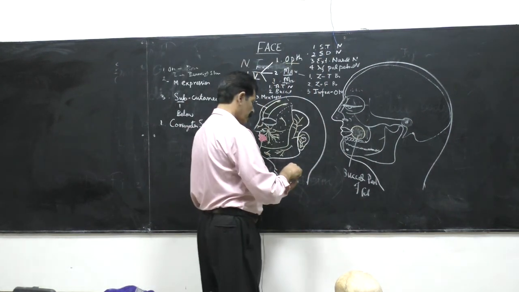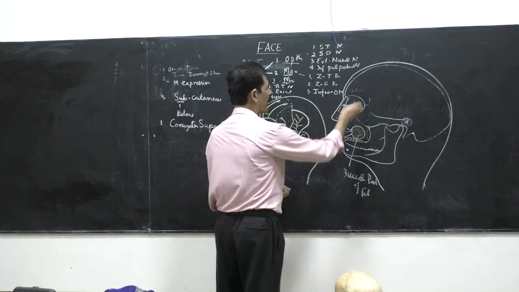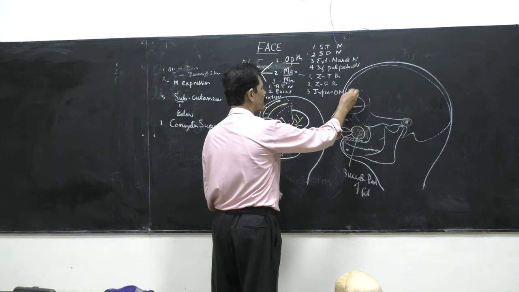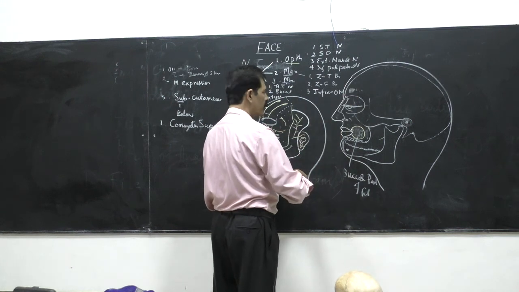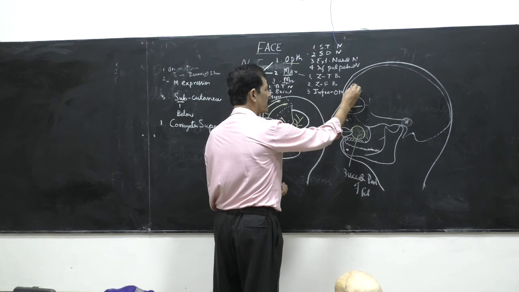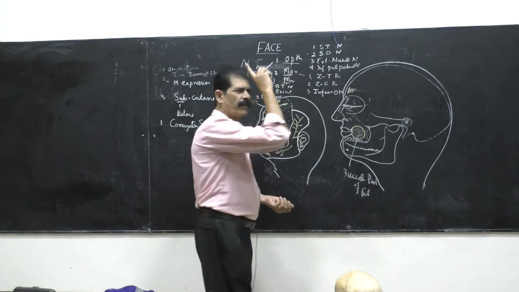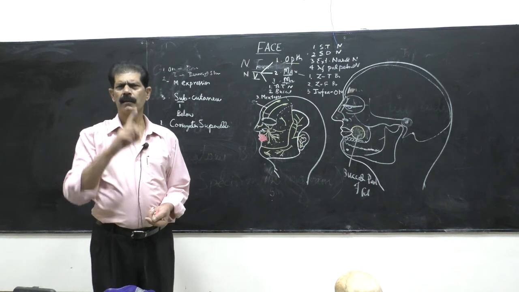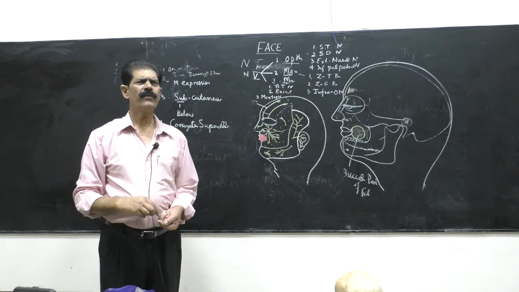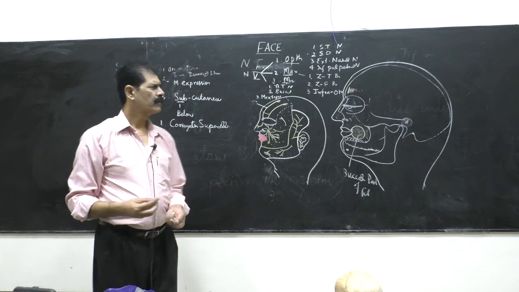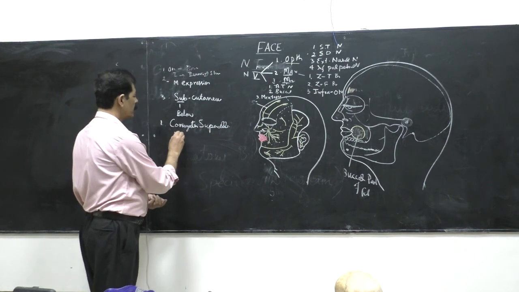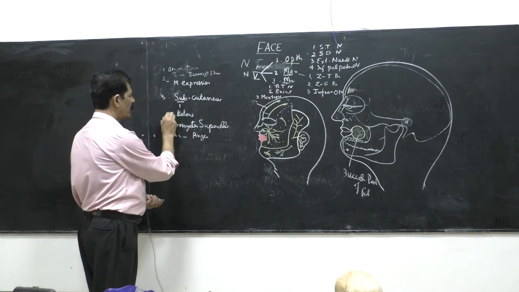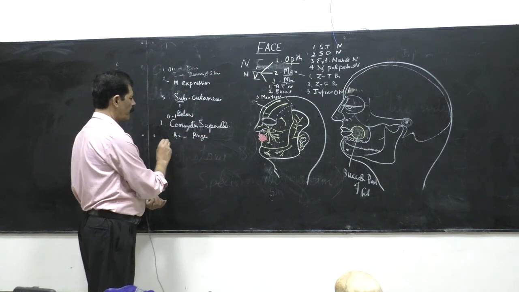From here a muscle takes origin and goes medially. Where is it inserted? On the dermis of the skin of the forehead. And what is the action? It brings about the vertical lines on the forehead. Vertical lines are the expression of anger. So the action is anger expression. That is origin, insertion, action.